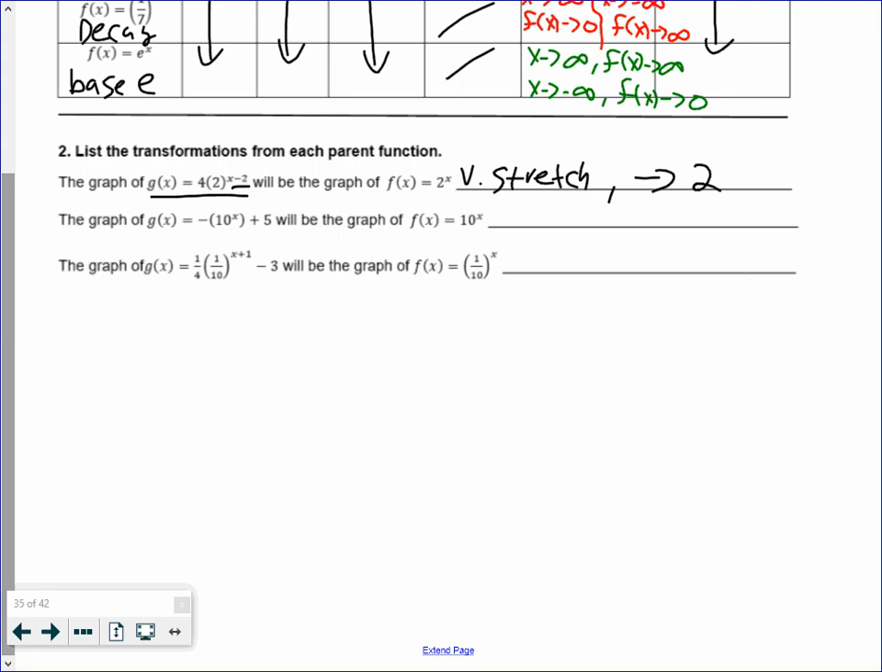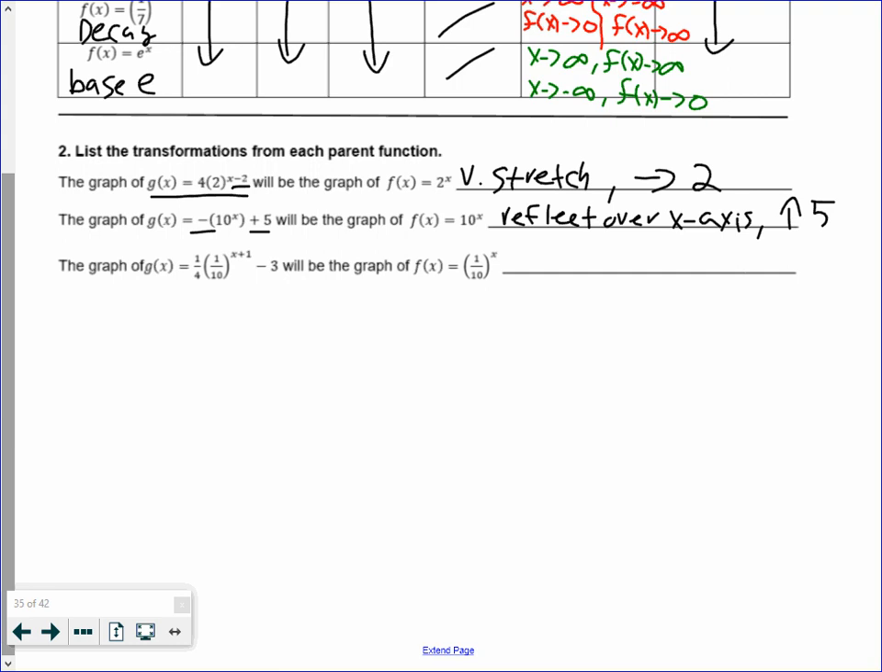For the second one, we have a negative 1 for our a value. So we have a reflection, or we reflect over the x-axis. And we also have a plus 5. Our k is 5. So we shift up by 5.